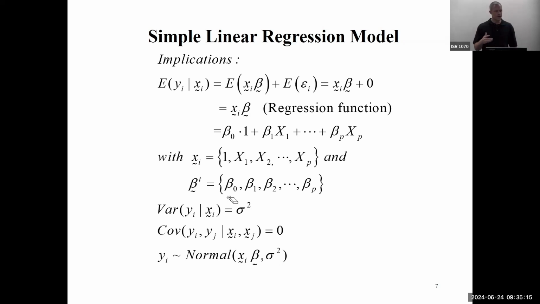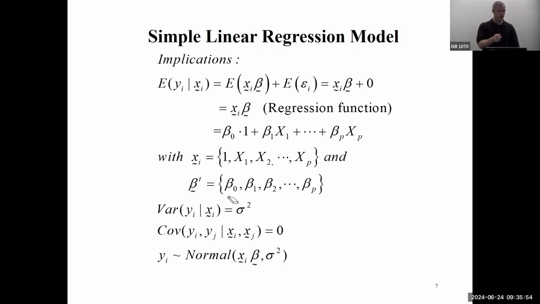So the expected value of y conditional on x is this linear combination of the predictive variables and the regression parameters. We refer to that as the regression function. Okay? That linear combination is the regression function that defines the expected value of y when we condition on the predictive variables x. And again, we can just write that as this linear combination of the observed values of the predictors times their corresponding regression parameters.